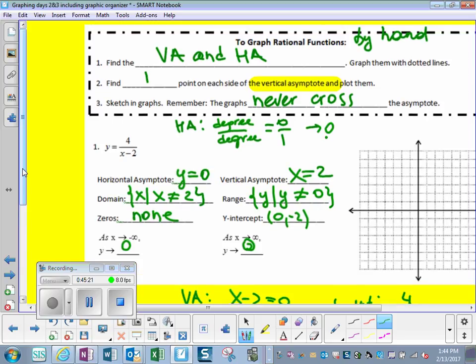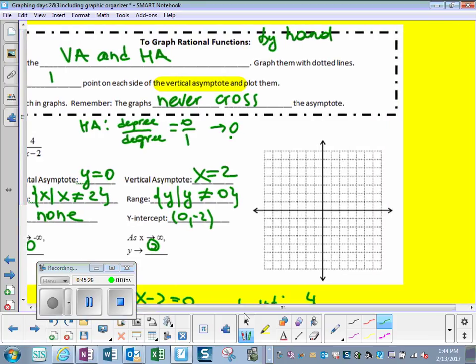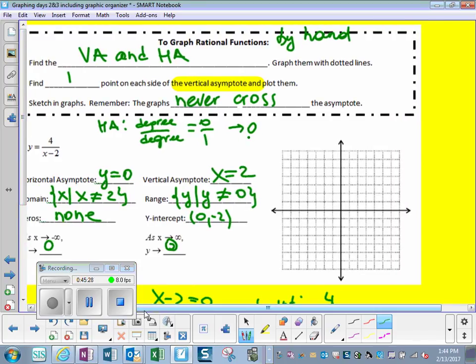Okay, so now let's use these steps to graph the function manually. What we need to do, we found the vertical and horizontal asymptotes, y equals 0 and x equals 2. So let's plot them with the dotted line. Y equals 0 is just the x-axis. That's one of my asymptotes. The vertical asymptote is x equals 2. So it's a vertical line that goes through x equals 2. I have two asymptotes on my graph.